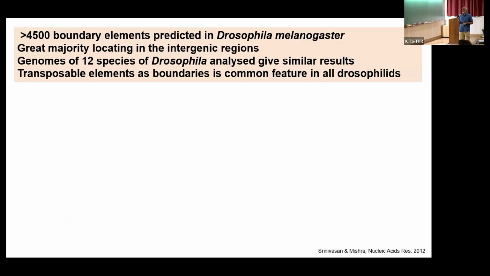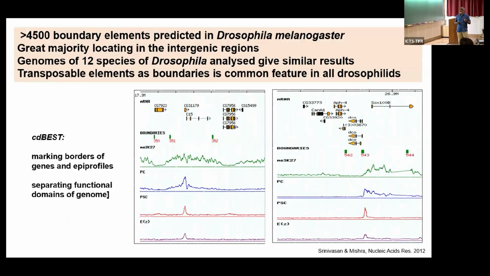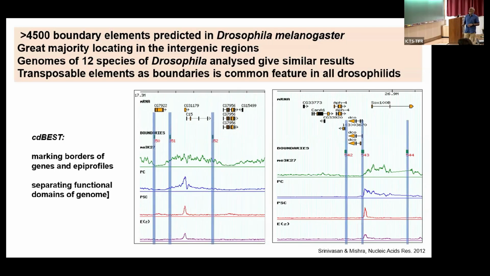So he did thousands of boundaries. He predicted across the 12 genomes of different Drosophila species available. We find similar kind of things. And then many other features. What is interesting is, this is the map, and these are the boundaries that Srinivasan mapped. And then you can see that they are essentially demarcating the genes and the various epigenetic marks or the binding of these, Polycomb, Posterior sex combs, Enhancer of zeste binding. You can see they map this chromatin. Differently marked chromatins are separated by, and the genes are separated by such elements.